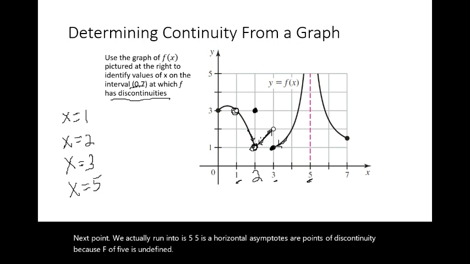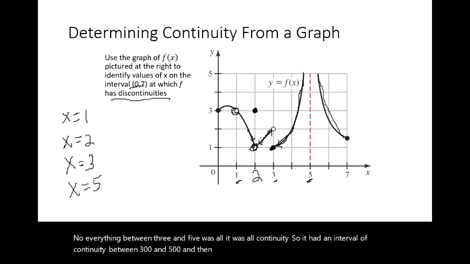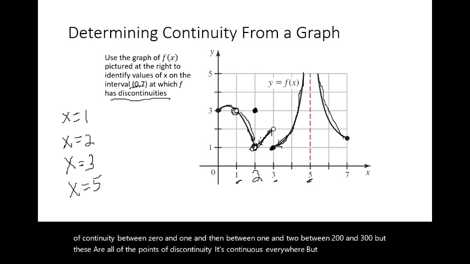Now, everything between 3 and 5 was all continuity. So it had an interval of continuity between 3 and 5, and then again between 5 and 7. It had a little mini interval of continuity between 0 and 1, and then between 1 and 2, between 2 and 3. But these are all of the points of discontinuity. It's continuous everywhere but these 4 points.